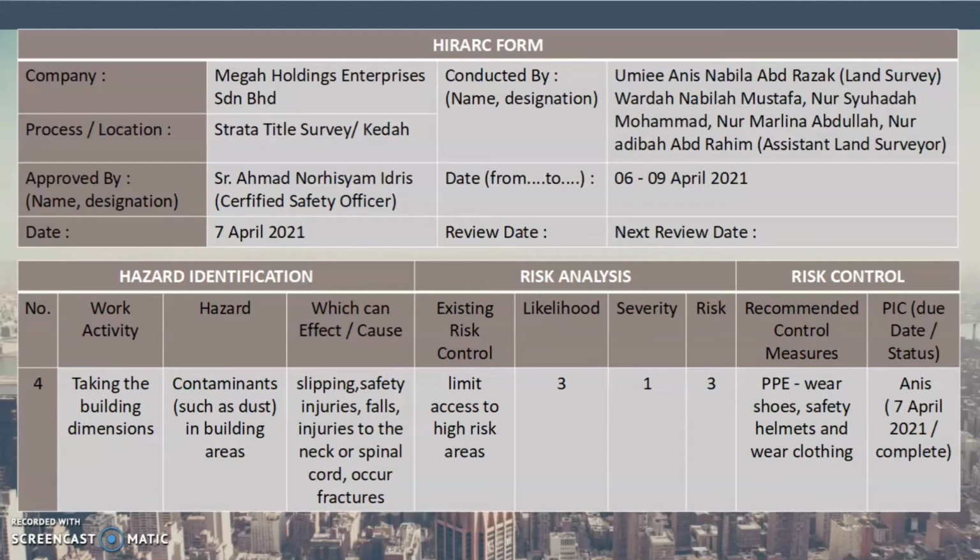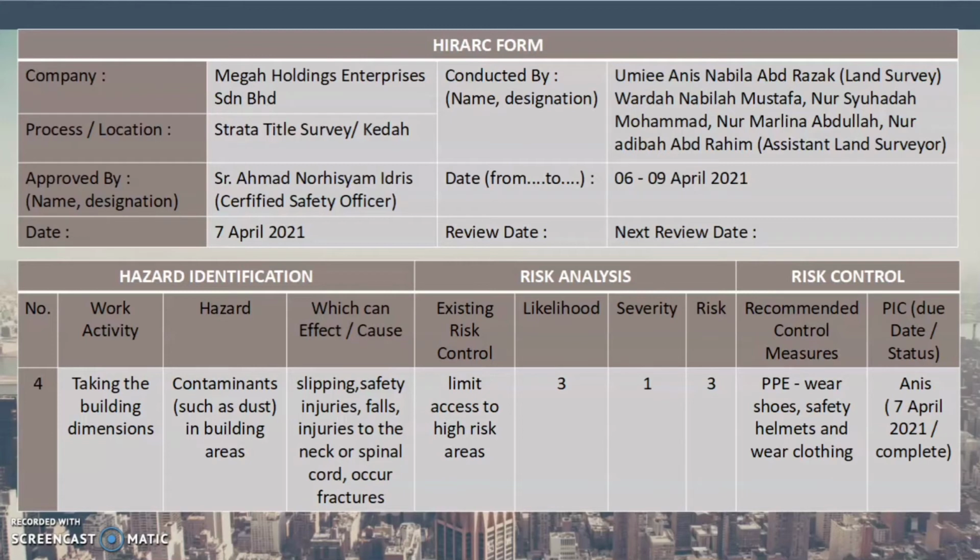For risk management, we can also create a solution where, if a hazard cannot be eliminated or replaced, sometimes it can be isolated, contained, or kept away from employees. For example, limiting access to high-risk areas can also be done to control risk from occurring, or it can also reduce the rate of risk from occurring. So, we go to the risk analysis found in this HIRARC form.